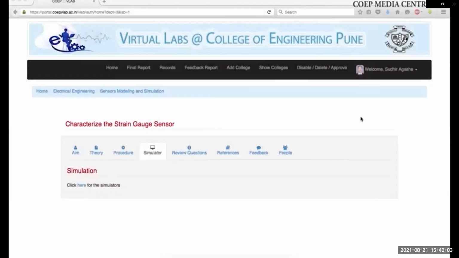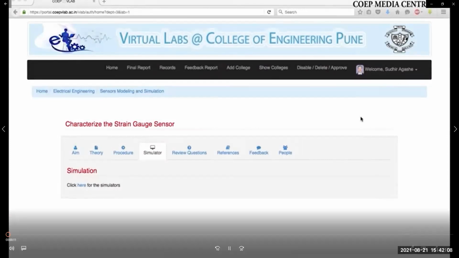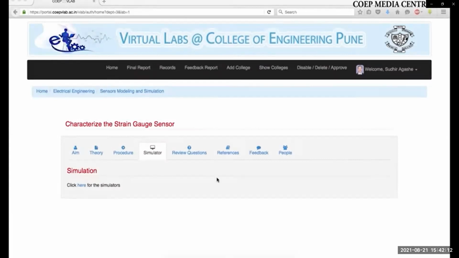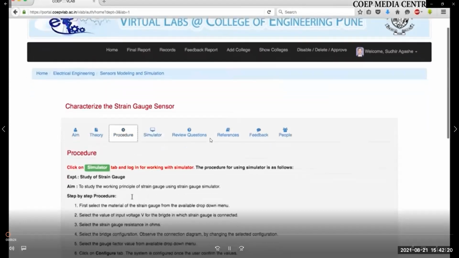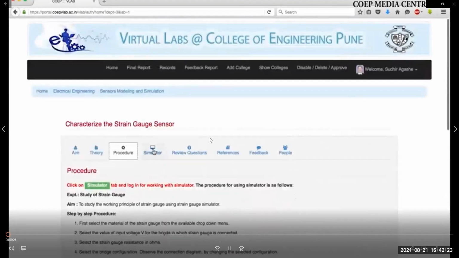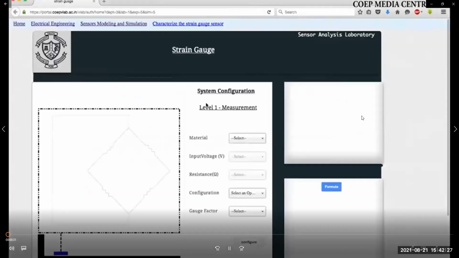The next experiment is how to characterize a strain gauge sensor. The aim, theory, procedure, review questions, and references are already there with the experiment. You are advised to read the theory carefully first, then the procedure, and then perform the experiment. Go to the simulator. Now you can click here for the simulator.